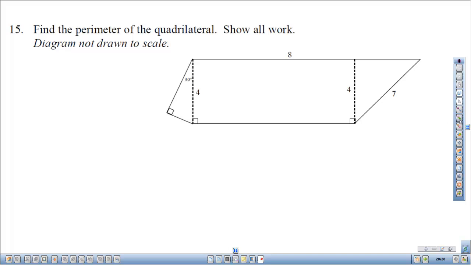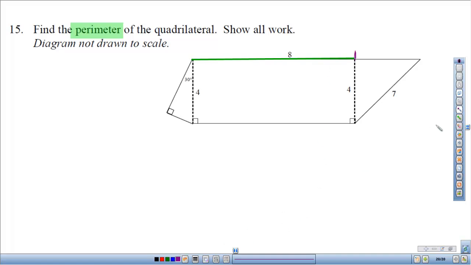All right, problem number 15 asks us to figure out the perimeter of this quadrilateral. It says to show all the work. So let's see what they're talking about. The perimeter, that would mean the length of the outside edge. So here's some things we know, this is 8. I'm just noticing right now that my picture is not very clear, but I need to have something right here that shows that that 8 stops right there.